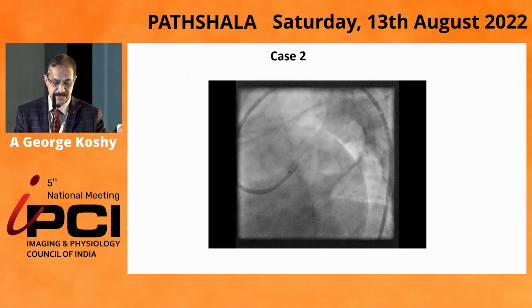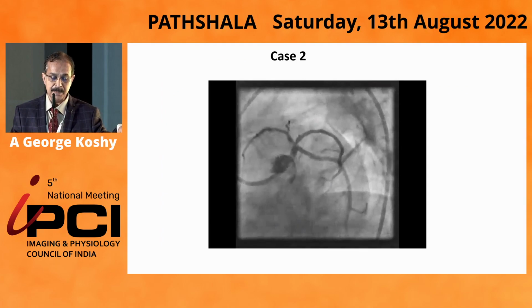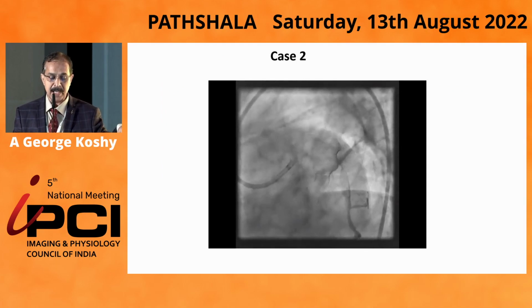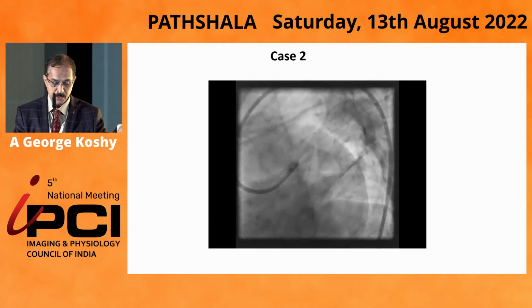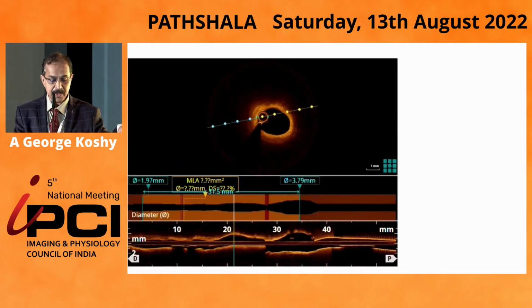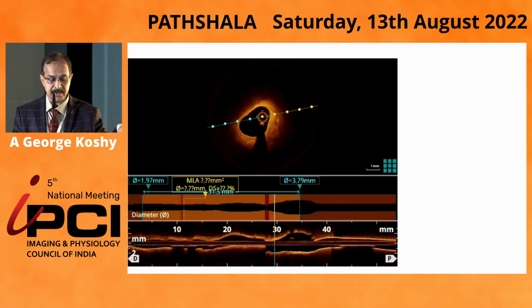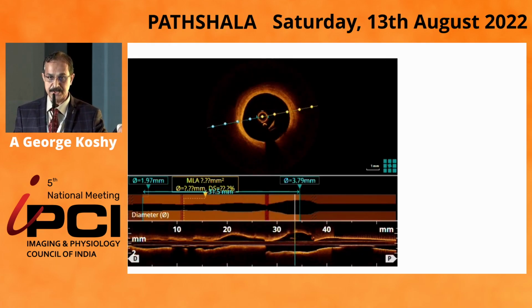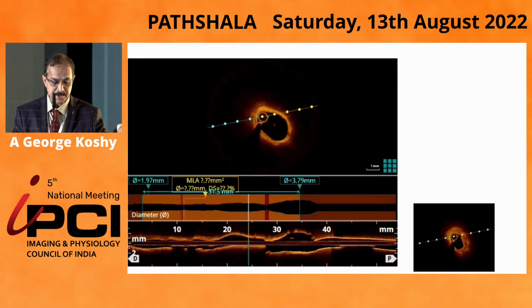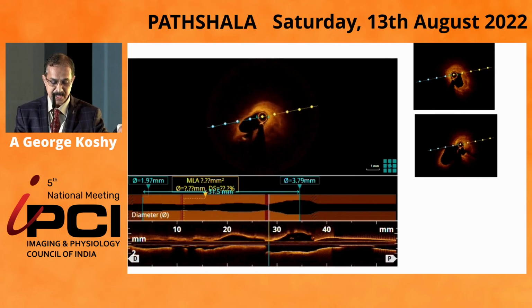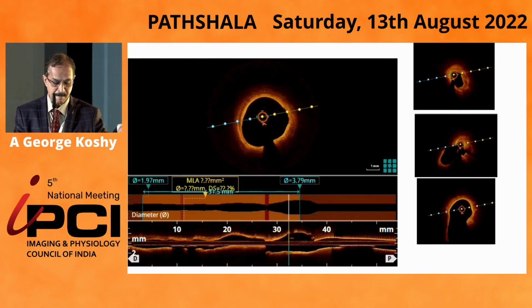Yet another case, this is LMCA, trifurcating into LAD, ramus, and left circumflex, tight LAD ostial lesion. And this is the pre-PCI OCT showing that the ostia are patent. The ostia of the ramus as well as the circ are patent. So a single stent strategy will be enough.